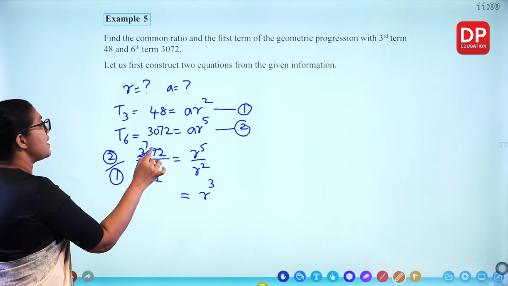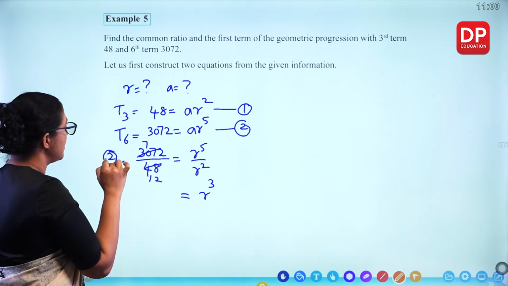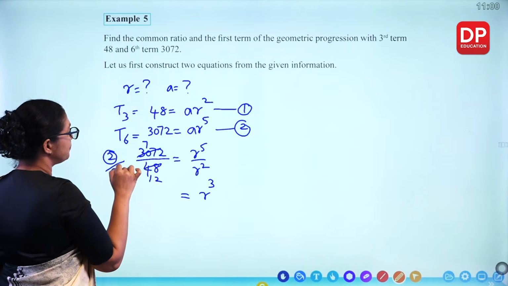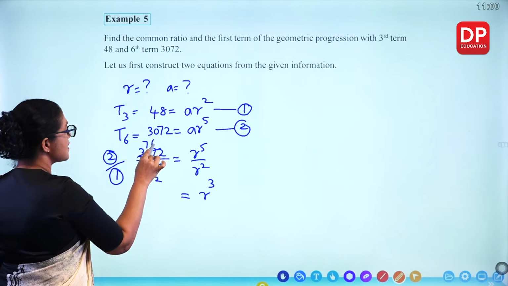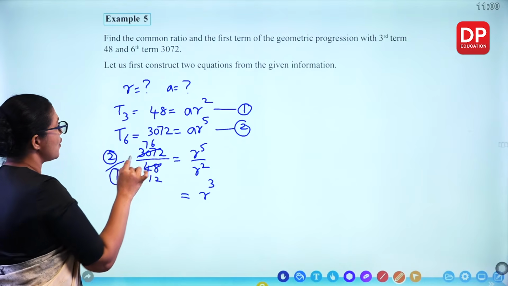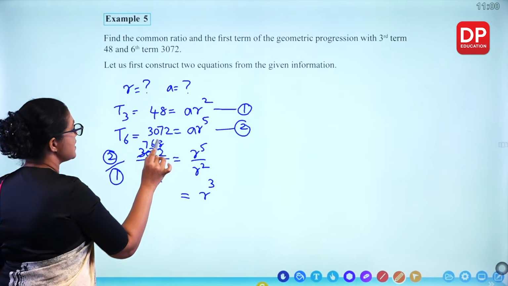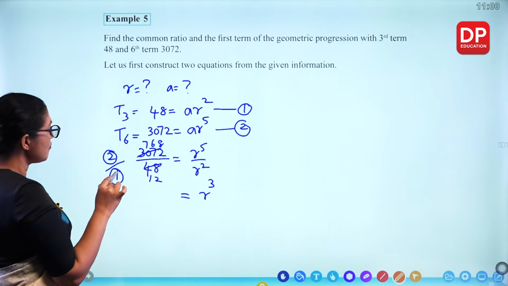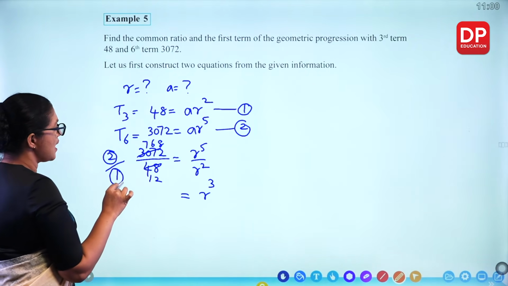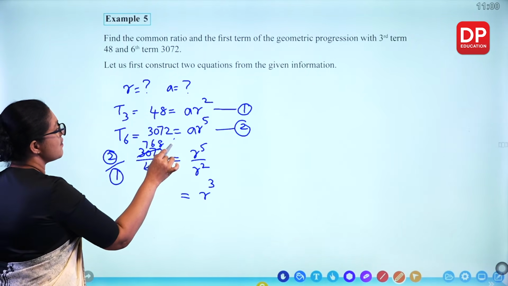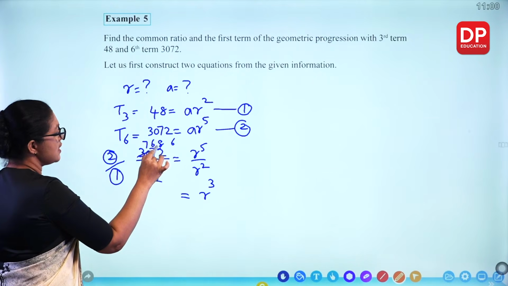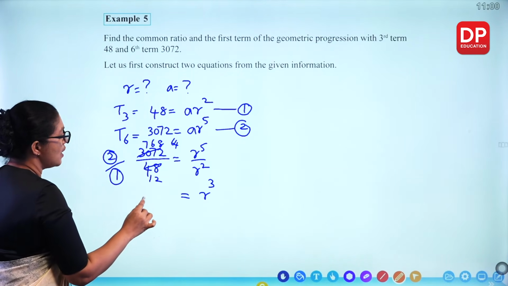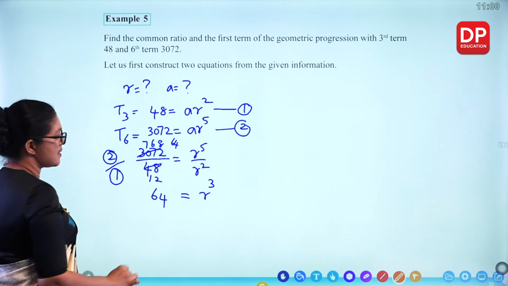7, 28, 2 remaining for 27. 4 times 6, 24 for 32, 4 times 8. Again, you can divide by 12, 12 times 6, 72, 48, 12 times 4, 64 is the answer.